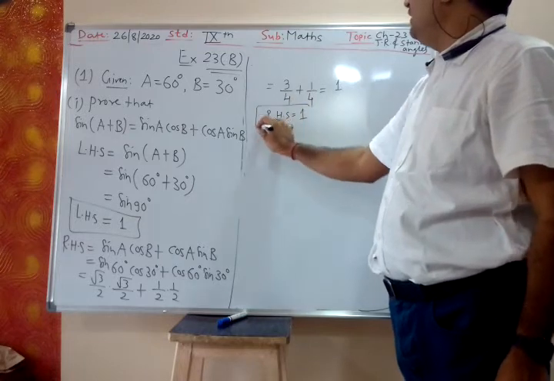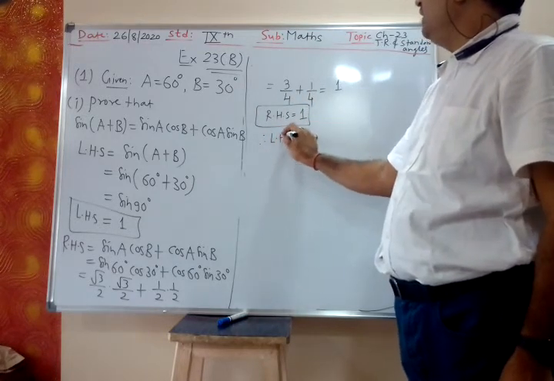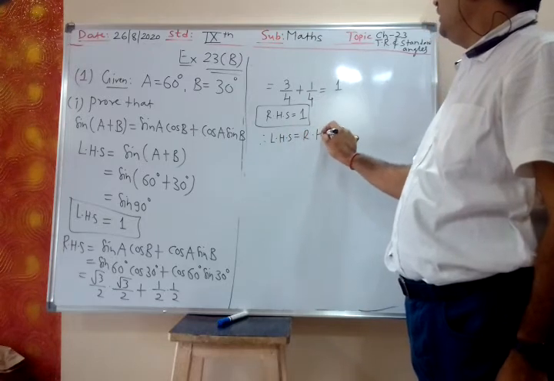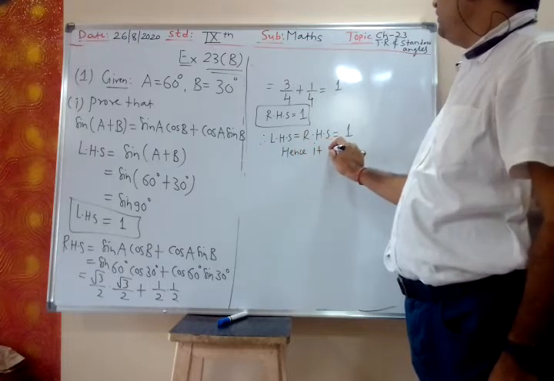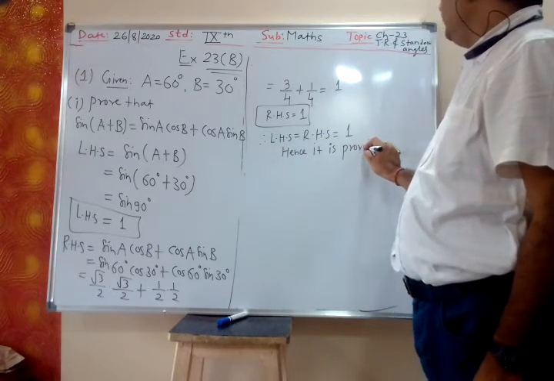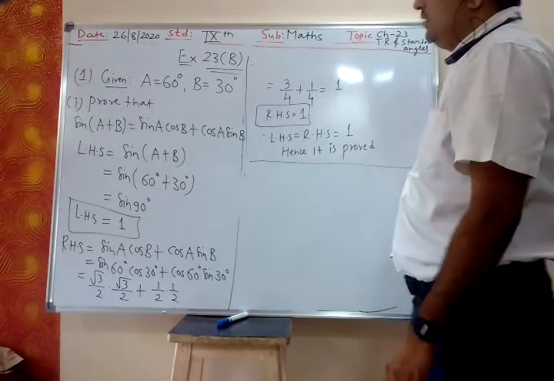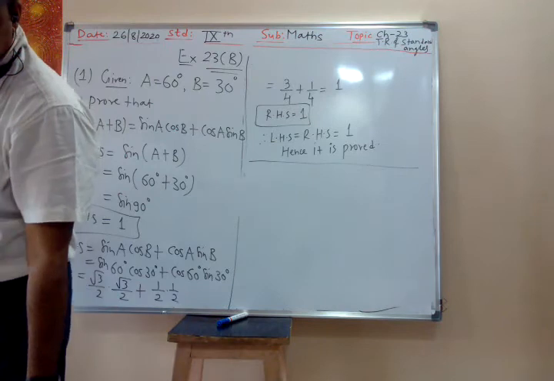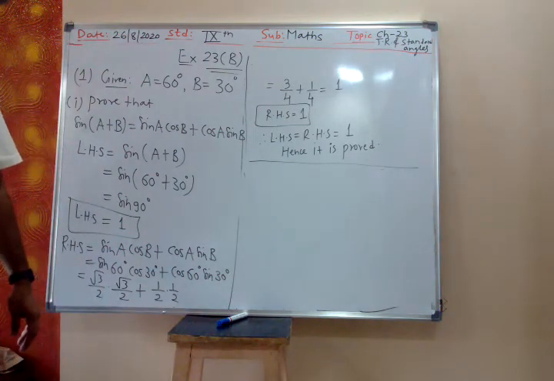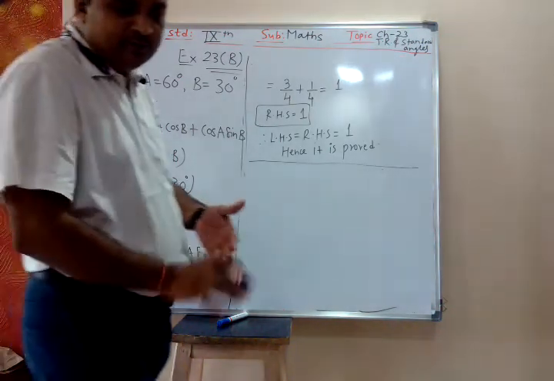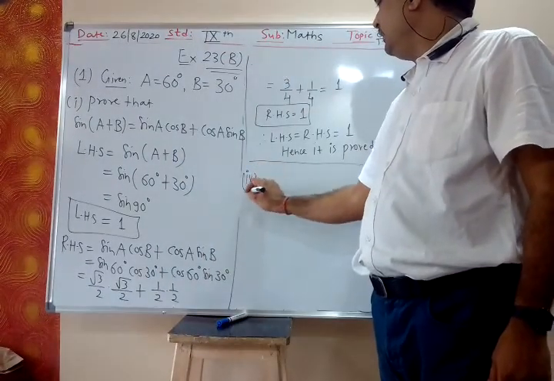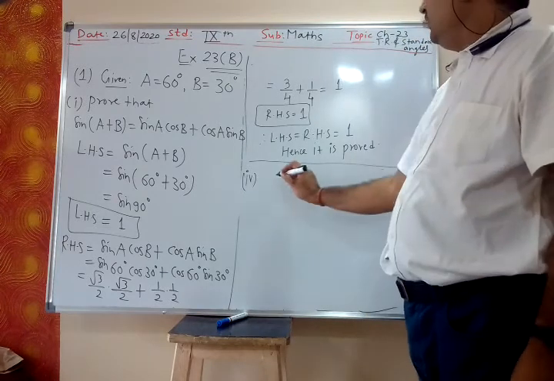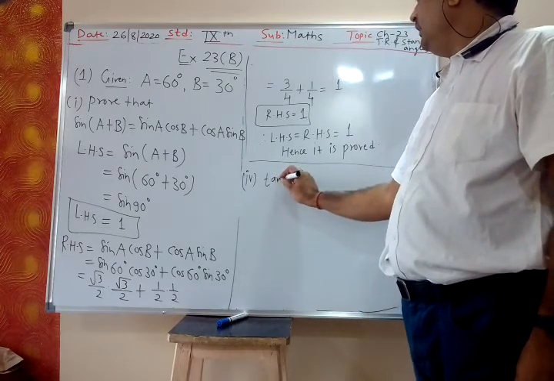So left hand side is 1, right hand side is 1. So finally we write left hand side is equal to right hand side is equal to 1. Hence it is verified, hence it is proved. In a similar way you will do second, third, fourth. Same A and B, you have to put the value. What else is there? Fourth I am doing. Chalo. Second, third homework.